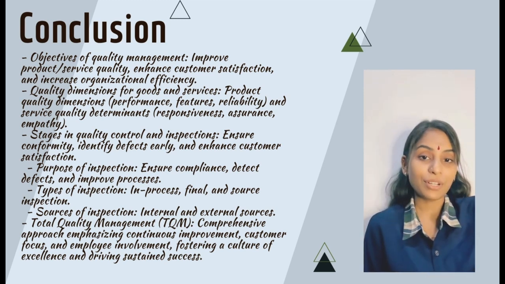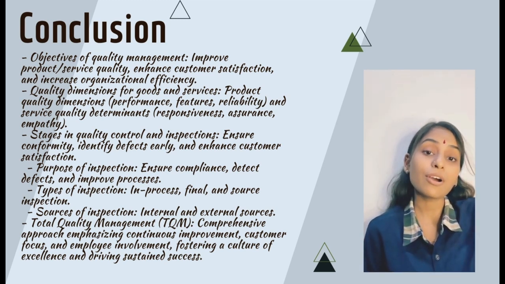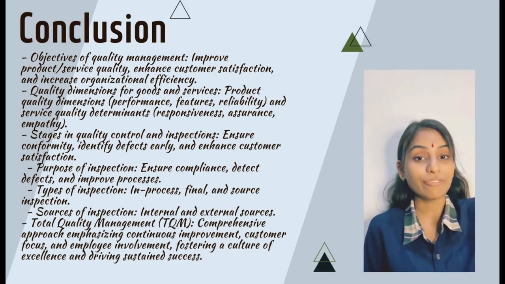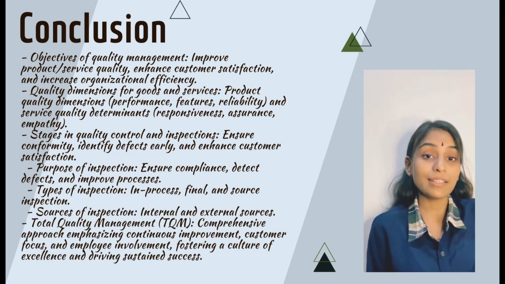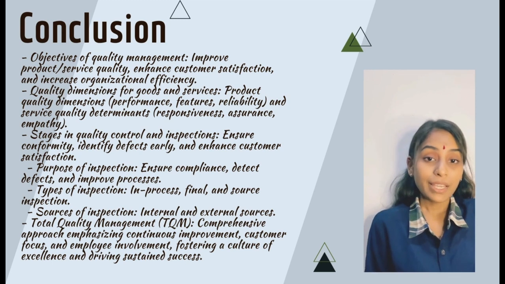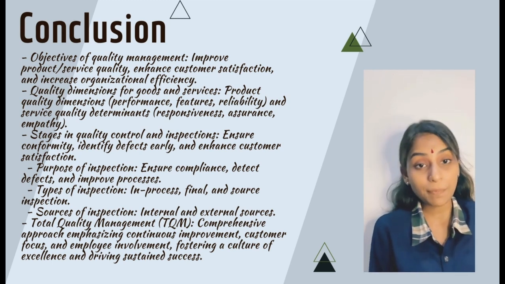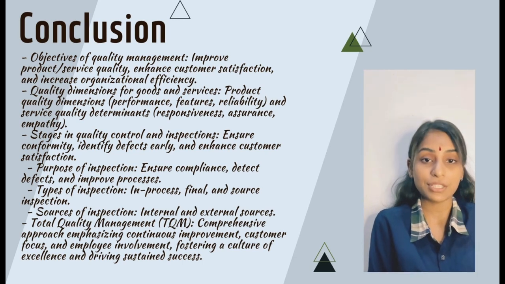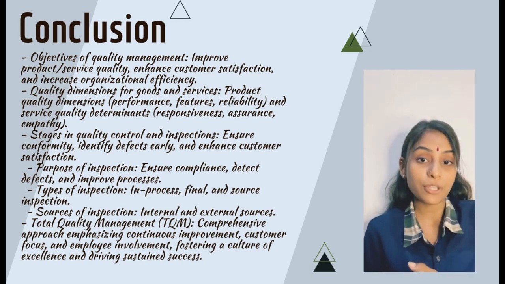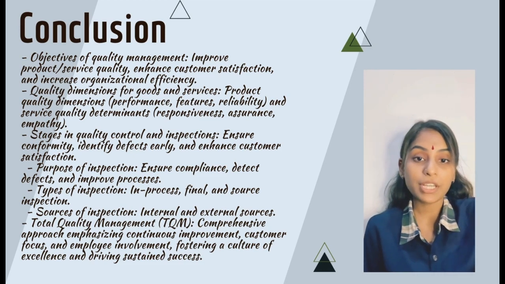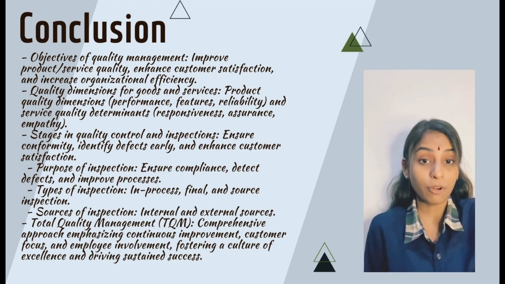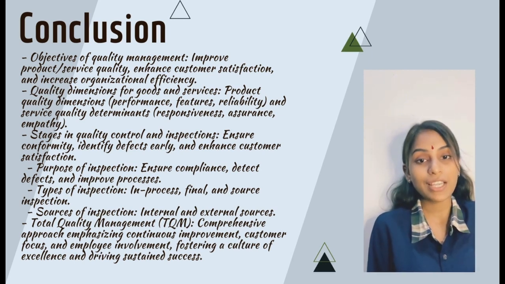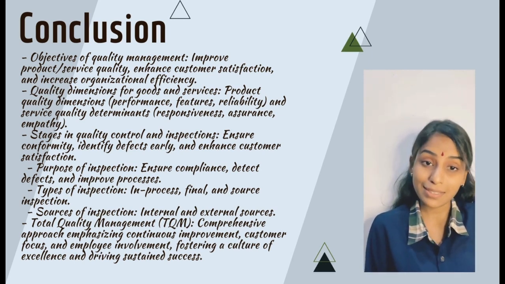Stages in quality control and inspections aim to ensure product or service conformity and identify defects early on, with purposes ranging from ensuring compliance to enhancing customer certifications. Inspection types and sources, including in-process, final and source inspections, provide crucial checkpoints throughout production. Total Quality Management (TQM) stands as a comprehensive approach emphasizing continuous improvement, customer focus and employee involvement, ultimately fostering a culture of excellence and driving sustained success.